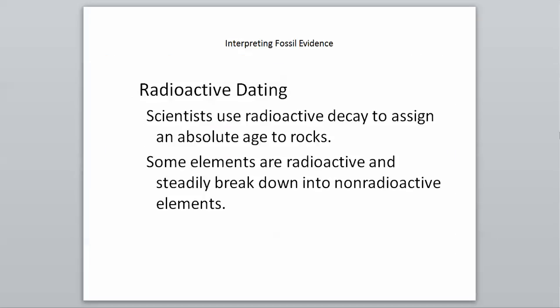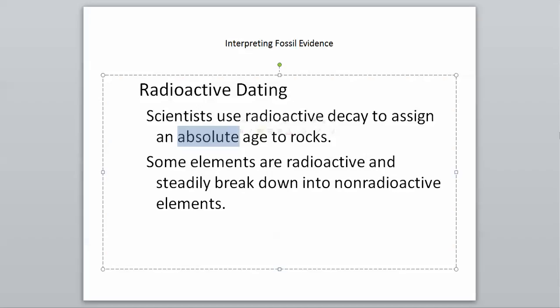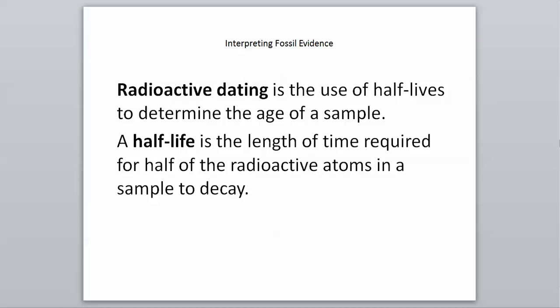Our next type is radioactive dating. Scientists use what's called radioactive decay to assign an absolute age to rock. So they can actually say that this rock is 1 million years old or something like that. It's not just that this rock is older than that rock. How this works is that some elements that occur naturally in nature, like carbon, are radioactive, and they steadily break down into non-radioactive elements. Radioactive dating uses half-lives to determine the age of a sample, and a half-life is simply the length of time required for half of the radioactive atoms in a sample to decay.